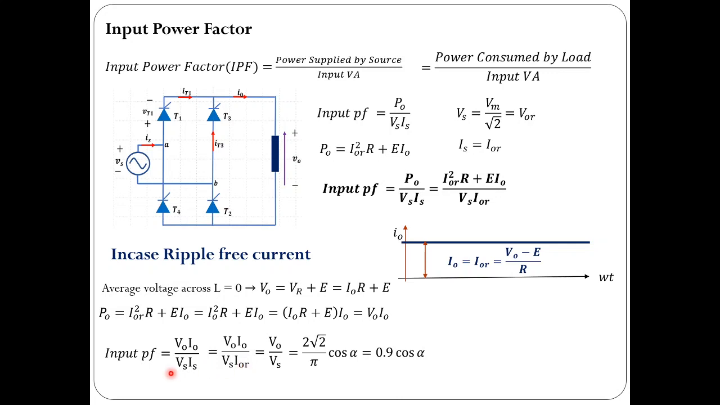and that is equal to 0.9 cos alpha. V naught is equal to, we know, 2 Vm by pi cos alpha. Vs is equal to Vm by root 2. Substitute them, and you would get 2 root 2 by pi, whose value is 0.9, so that is equal to 0.9 cos alpha. In case the load is RL load only, there is no battery present, then you can substitute E is equal to 0. You can still use the formula. So in this formula you substitute E is equal to 0, and you will get the same answer, in fact 0.9 cos alpha again, where alpha is the firing angle of each thyristor.